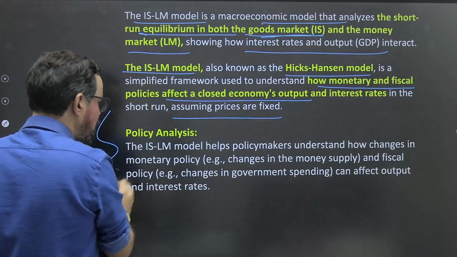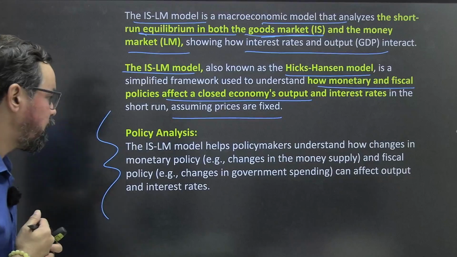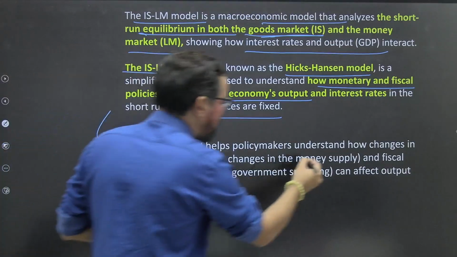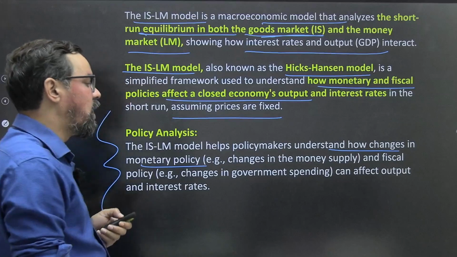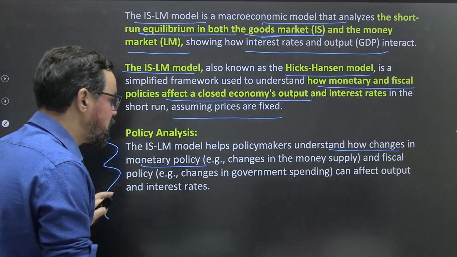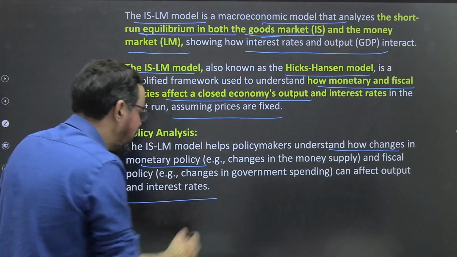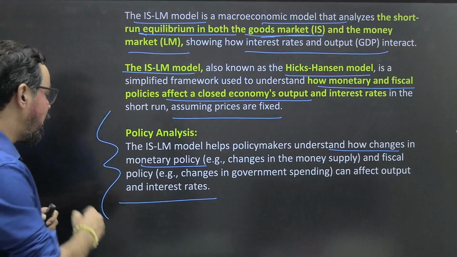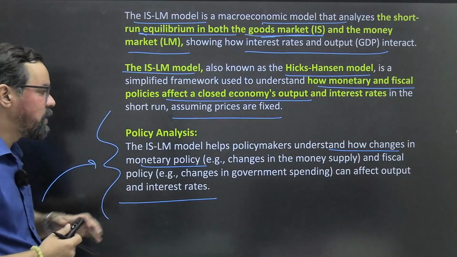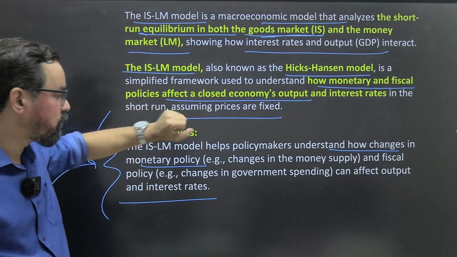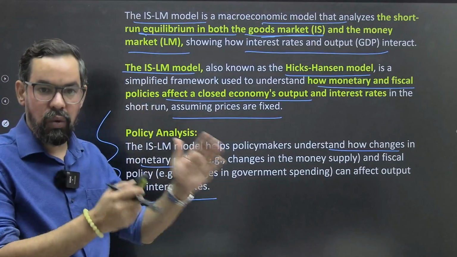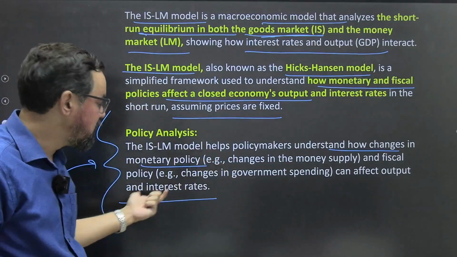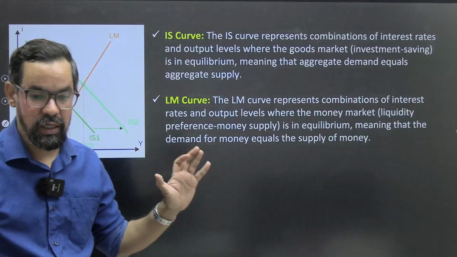Okay? So the IS-LM model helps policymakers understand how changes in monetary policy, the money supply, and fiscal policy can affect output and the interest rate. Basically, it is helping government, especially in closed economies, decide that if they made any change, what should be the next course of action to manage money supply and interest rate in the economy itself, right?